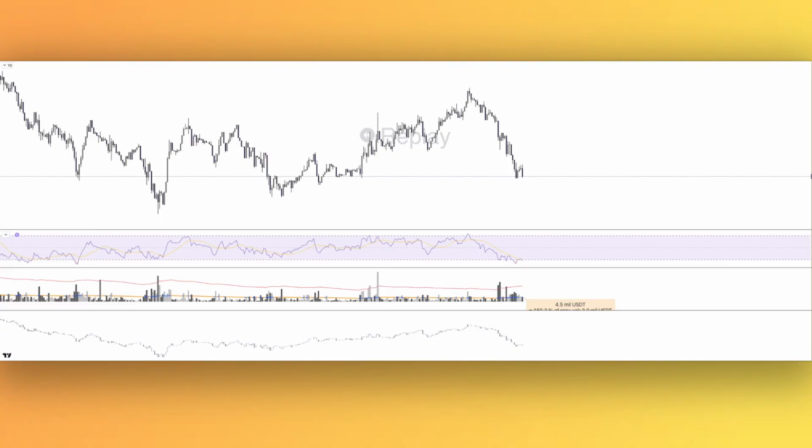Now let's look at this Ethereum chart. What we see down here is the open interest. What we see here is the volume. And what we see here, of course, is the price action, the candles moving down. And let's just see what happens right now.